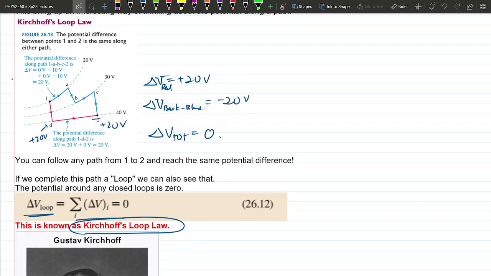how we can work with voltages, right? And how we can convert between voltages and electric field, right? The two things that we talked about.